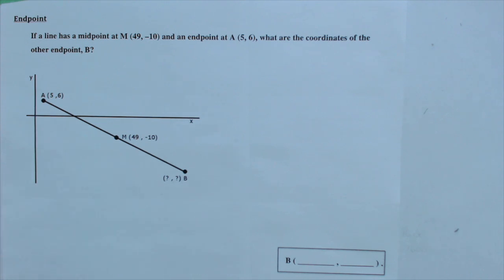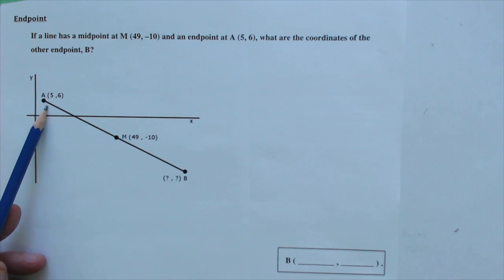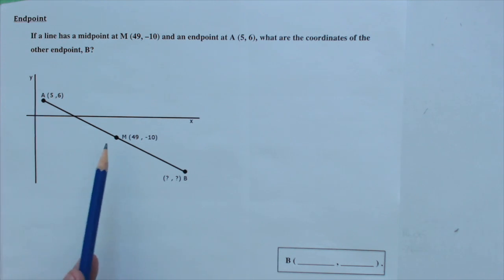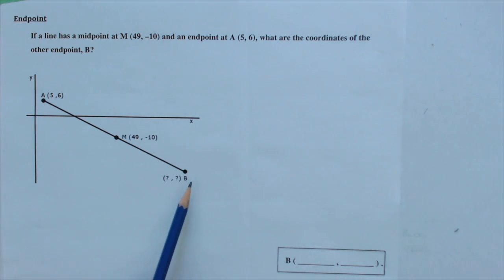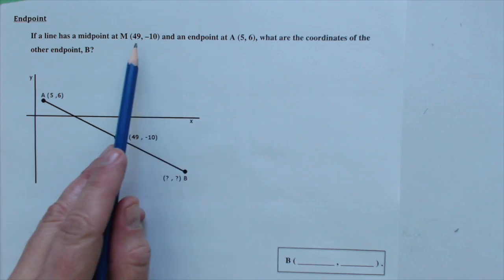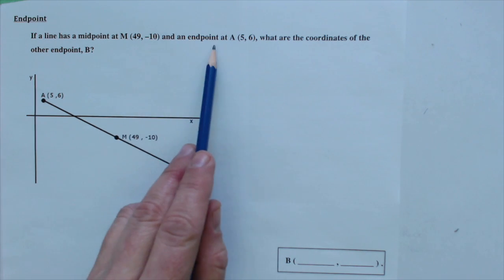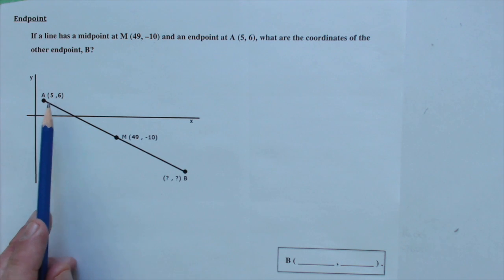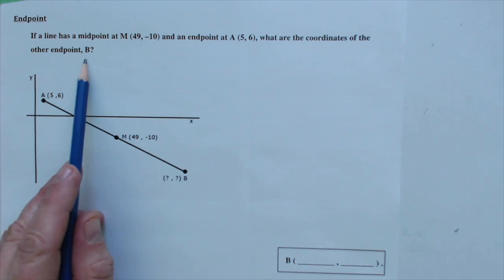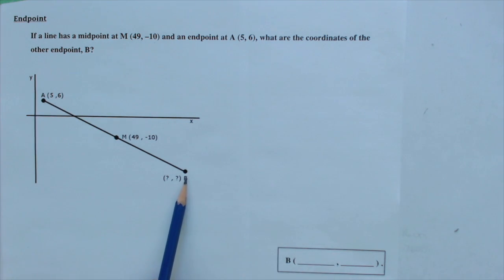Hey guys, we're doing midpoint backwards, otherwise known as finding an endpoint given one endpoint and the midpoint. So instead of being given the two endpoints and being asked for the middle like in the last question, you're being given an endpoint, given the midpoint, and asked for the other endpoint. So if a line has a midpoint of 49, -10 right here, and an endpoint of 5, 6 right over here, what are the coordinates of the other endpoint B? So we're looking for that B over here.